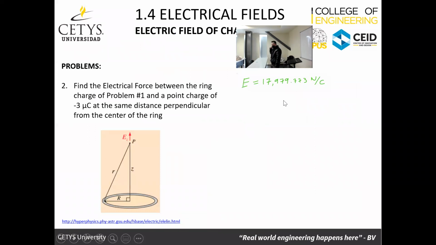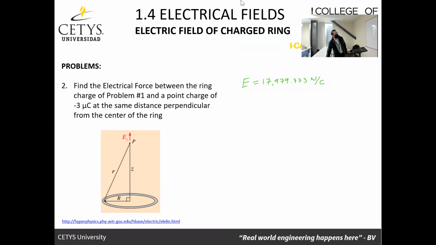Okay, now, so problem number 2. For problem number 2, we want to find the electrical force now between the ring charge of problem number 1, so the previous one that we have. Now we are going to be placing a -3 microcoulomb charge here. So now we're going to place a charge here. This is a negative charge. That's a 3 microcoulomb charge where we have analyzed the electrical field.